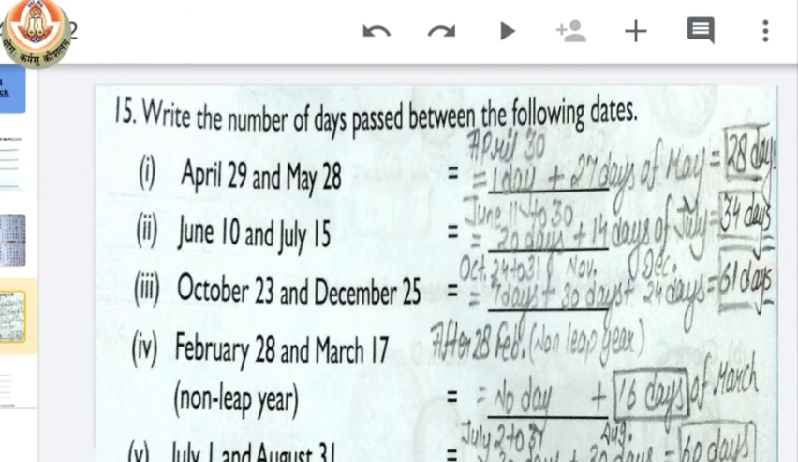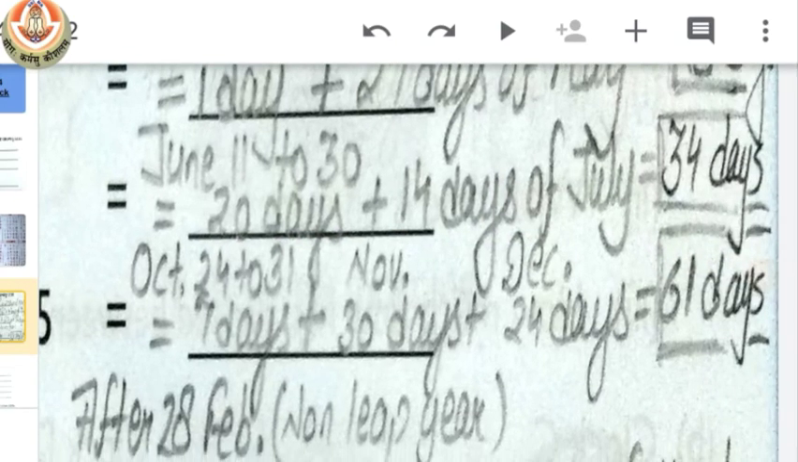Similarly, you have to count for other given dates. You can see here in second question, from June 10 to July 15. So after June 10 we have 11 of June. So from 11 to 30 of June we have 20 days in June and other 14 days of July. So total we have 20 plus 14 days of July. Okay, so 20 plus 14 means 34 days total in between the given dates.